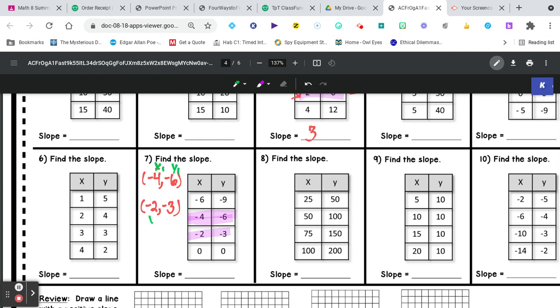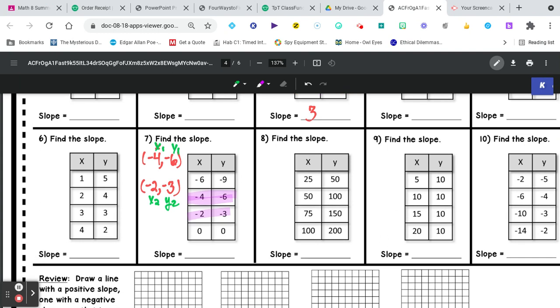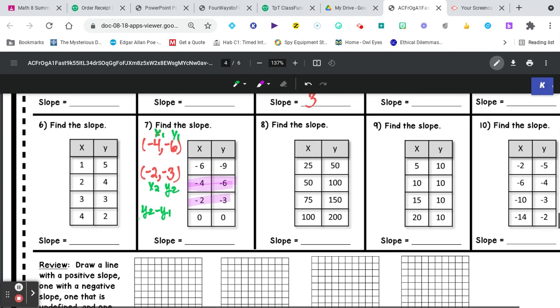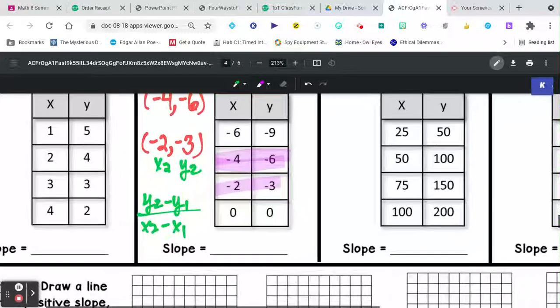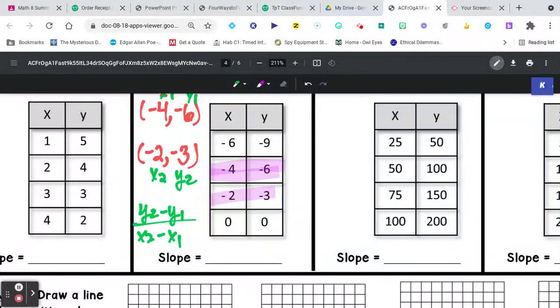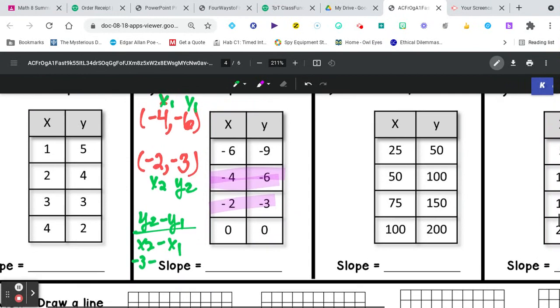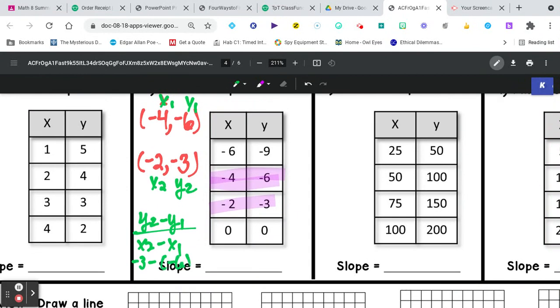And you can label this one as x sub 2 and y sub 2. And you can use the slope formula. M equals y sub 2 minus y sub 1 divided by x sub 2 minus x sub 1. So the second y is negative 3, and I'm going to need more room. The second y is negative 3 minus the first y, which is negative 6, so you're subtracting a negative, divided by the second x, which is negative 2, minus the first x, which is negative 4.